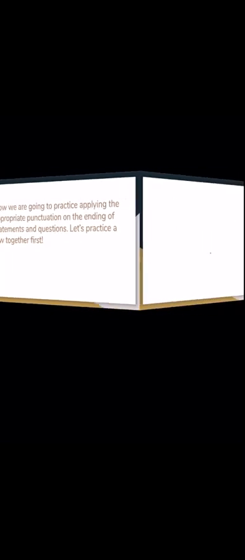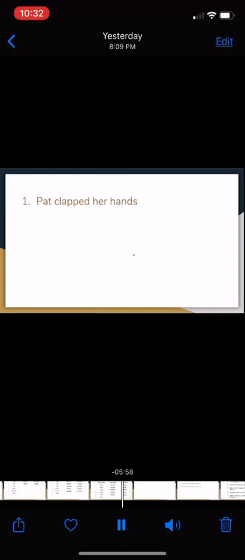Now we're going to practice applying appropriate punctuation marks on the endings of a few statements and questions. Let's practice a few together first. Pat clapped her hands. Is that a question or a statement? If it's a question, touch your head. If it's a statement, touch your nose. If you're touching your nose, you're correct. If it's a statement, what kind of punctuation mark do we put? That's right, a period.